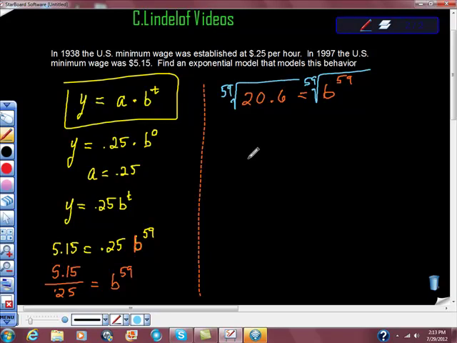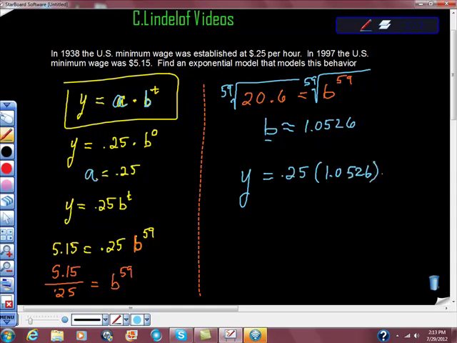I admit I'm using a calculator. And the approximate value of b is 1.0526. This came right off my calculator. But now I have all the pieces that I need, don't I? I have the value of a, and b goes here. So all I'm going to do is put this model back together. So my exponential model will say that y is equal to 0.25 times 1.0526 to the power of t, where t is the number of years since 1938.